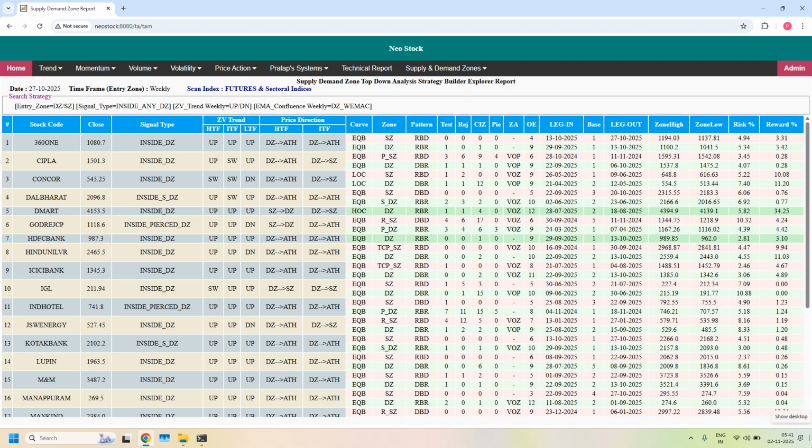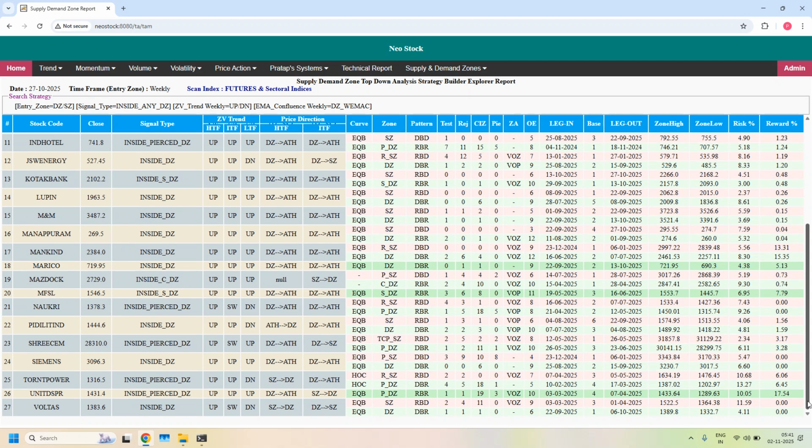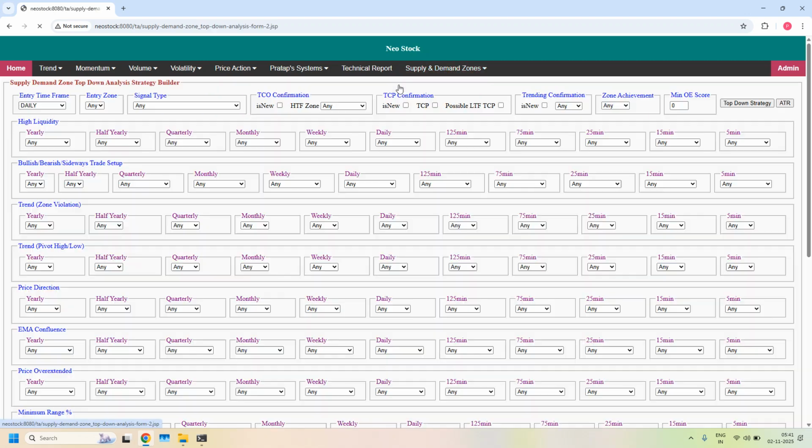So we got the filtered list. First 16 stocks in the list. Scrolling the list down. Total 27 stocks are filtered. Okay, next, price closed inside the weekly supply zone.